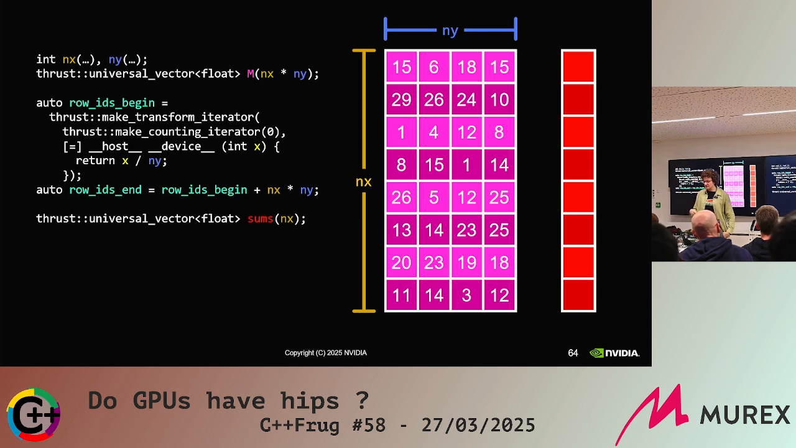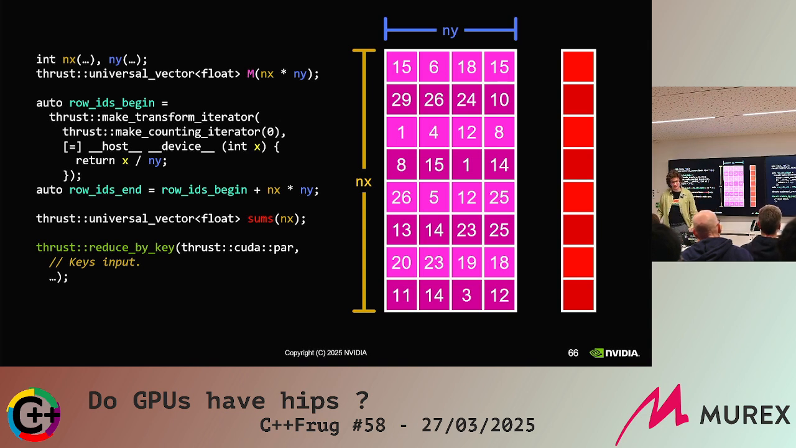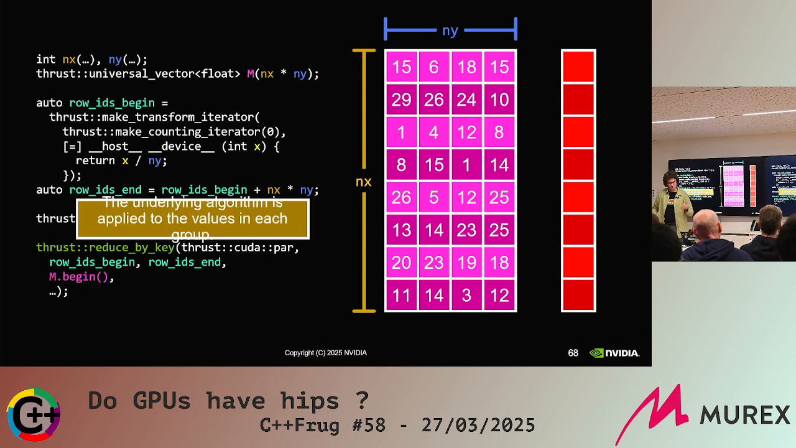So next, we'll need some storage for the sums for each row. And we'll just use a universal vector for that. And then we'll invoke our by-key algorithm. In this case, we're going to use reduce by key. And so the first set of arguments to reduce by key after the execution policy are going to be the keys input, which will just be the thrust lazy iterators that we generated before. And then we'll have our values input, which is just going to be our matrix M here. The underlying algorithm reduce will be applied to the values in each group.